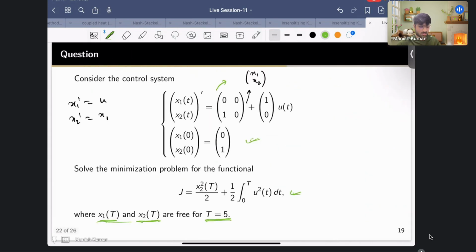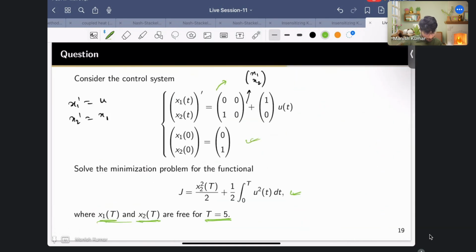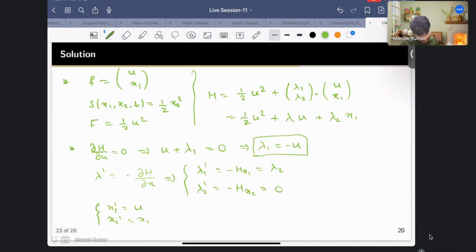Again, you can see this is a controllable system, although here we don't need that, because we don't care about the terminal data. So we got this system.